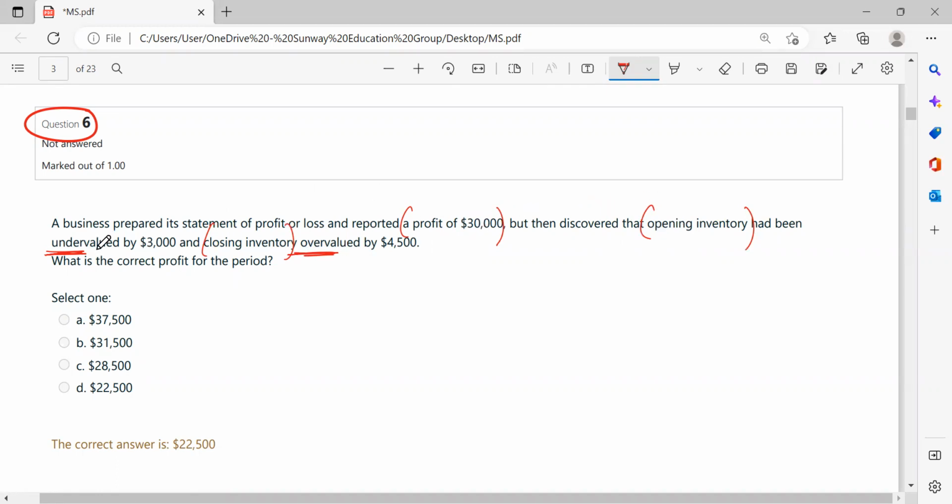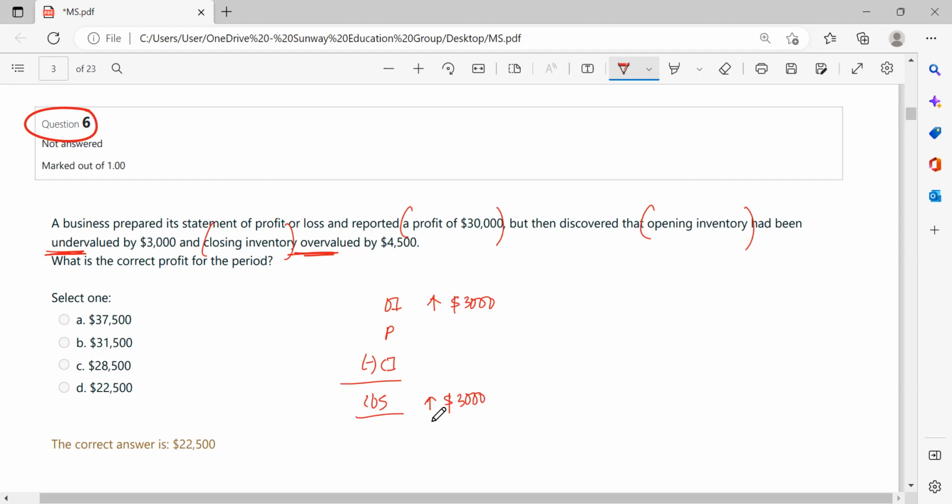When your opening inventory is undervalued, how will it affect your profit? Then you must know the relationship between inventory and profit. Opening inventory plus purchases minus closing inventory gives cost of sales. So imagine your opening inventory is undervalued, meaning you understated it by $3,000. If that is the case, we are supposed to increase our opening inventory by $3,000. So when the opening inventory increases, your cost of sales should increase also.